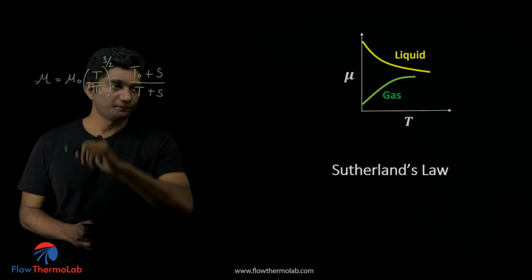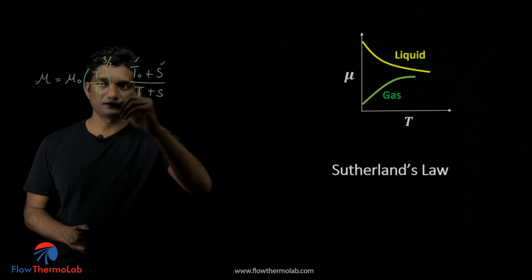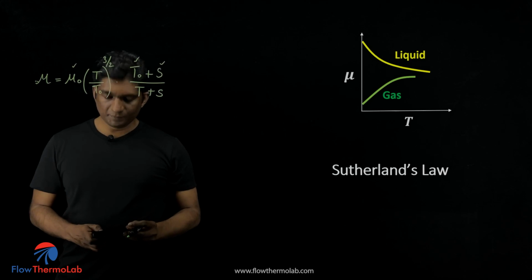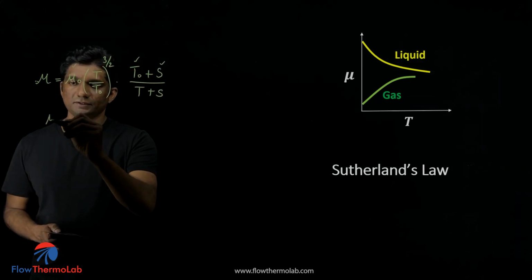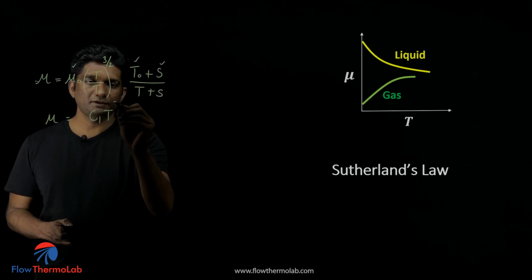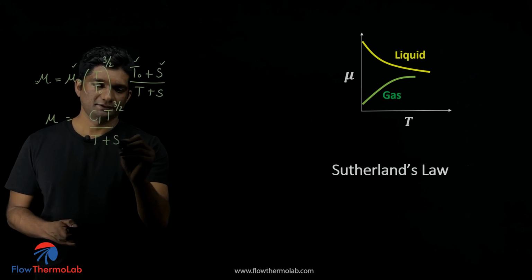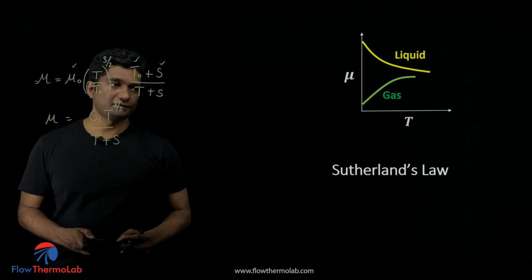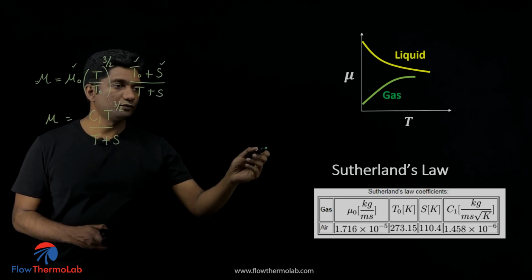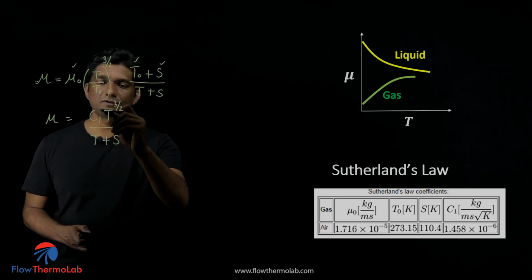So you can use this law, and the only unknowns here are the values, right? Your reference values mu 0, T0, and the Sutherland's constant. And people also use another equation for the same purpose. You can use C1 T to the power 3 by 2 divided by T plus S. S is the Sutherland's constant. You can get these numbers by looking into the literature as well. So for air, you have the values for mu 0, T0, S, and also the constant C1.